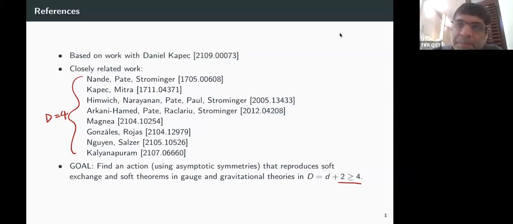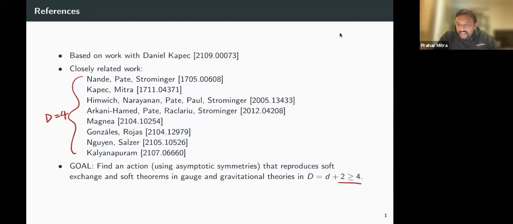So Prahar, would an analogy be that AdS3 has certain special properties, for instance in the algebra? Is that a fair analogy?